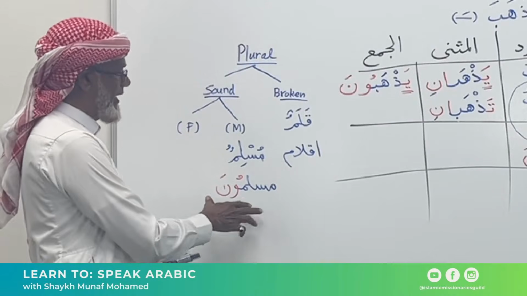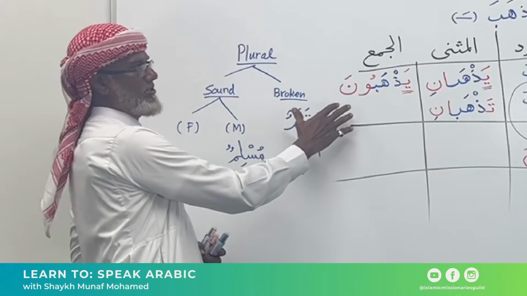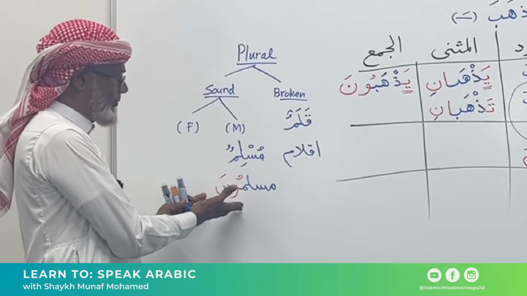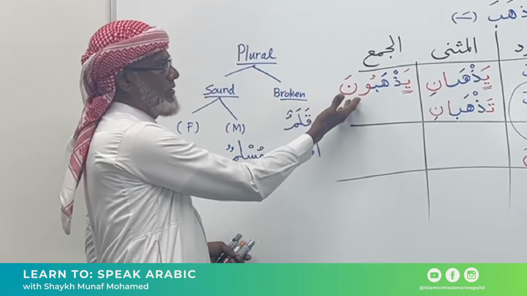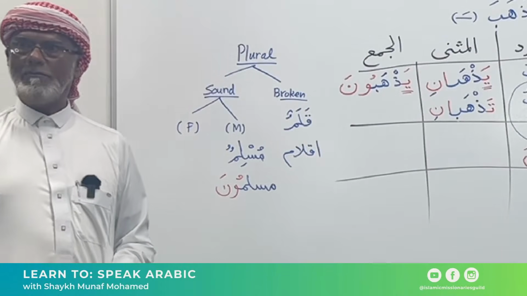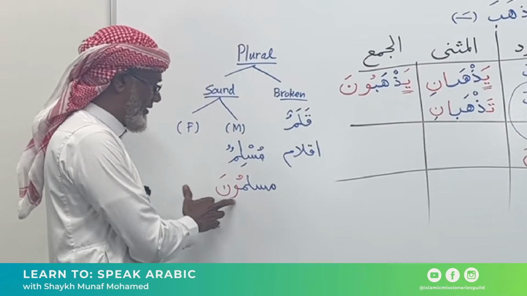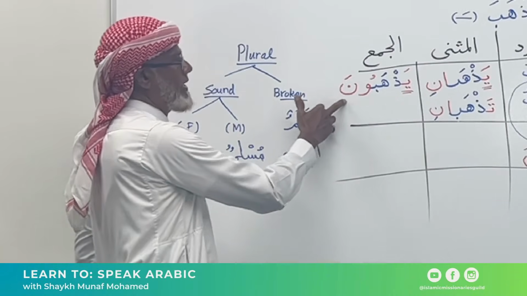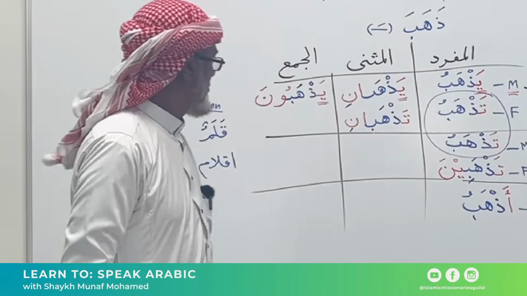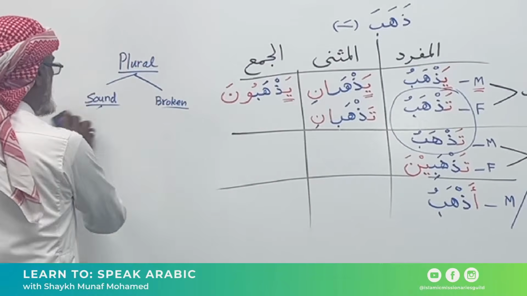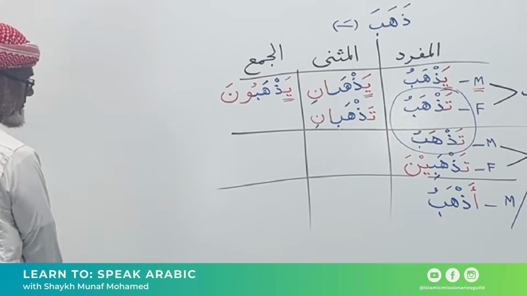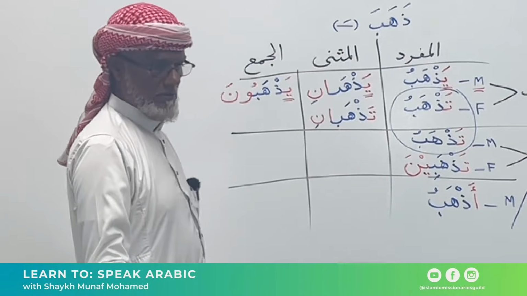All right? So why I'm talking about this is because I want to draw your attention to the relationship of the plural. Both of them have the same kind of pattern, all right, for the plural. All right, so yadhhabuna means they are going. So yadhhabuna.